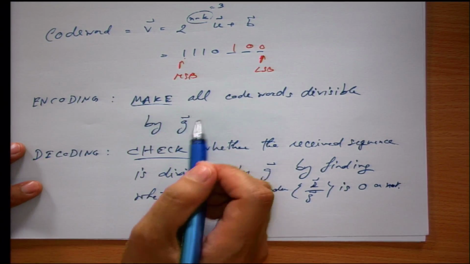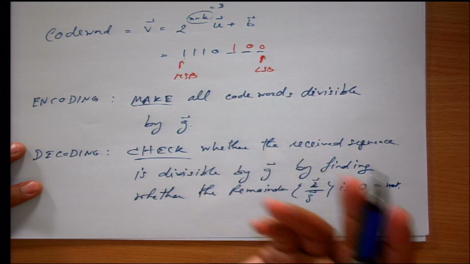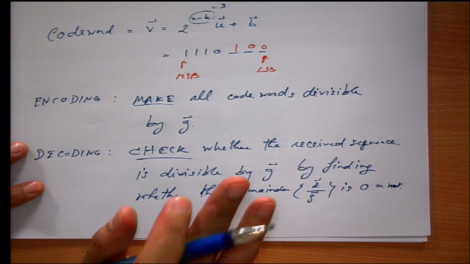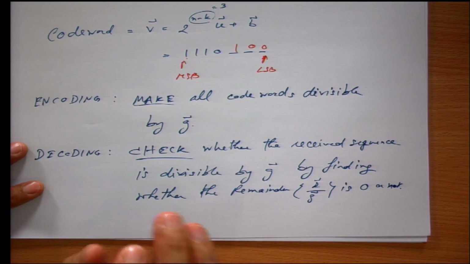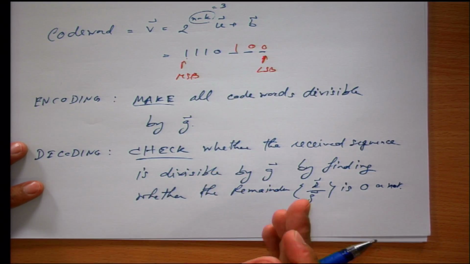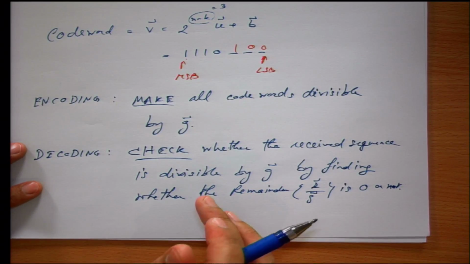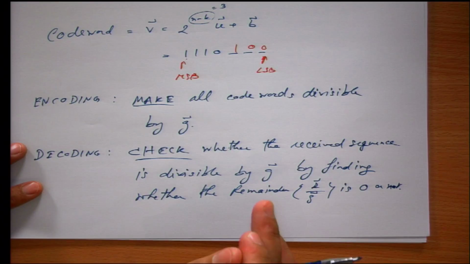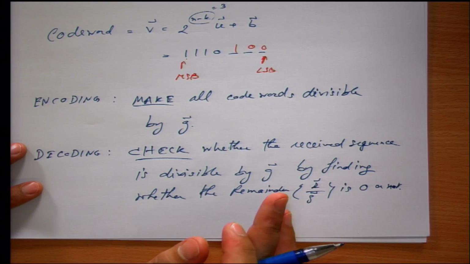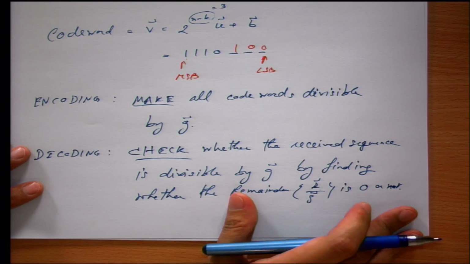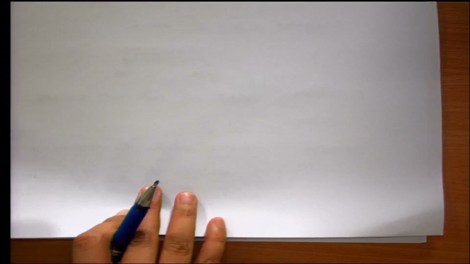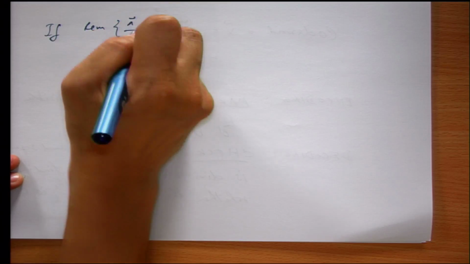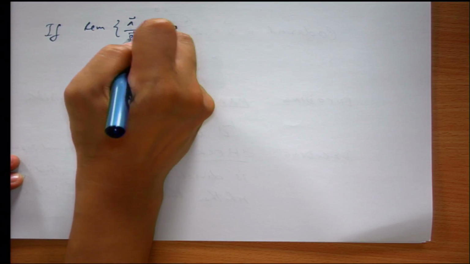Encoding, you make all code words divisible by G, okay? So remainder is equal to 0 when you divide code word V by G. So at the decoding, you check whether this is true. If this is true, it means that what you receive is a code word. So you say, okay, if it's a code word, then no error occurred, okay? However, it is still possible.